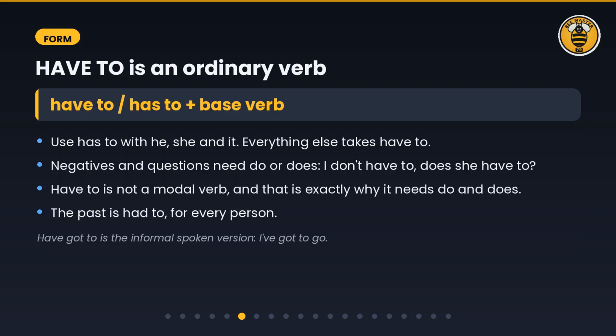Now have to. This one is not a modal verb. It is an ordinary verb, and that changes everything. Use has to with he, she, and it. Everything else takes have to, and because it is an ordinary verb, negatives and questions need do or does. I don't have to. Does she have to? The past is had to for every person, and you will need that very soon. In informal speech you will also hear have got to. I've got to go.